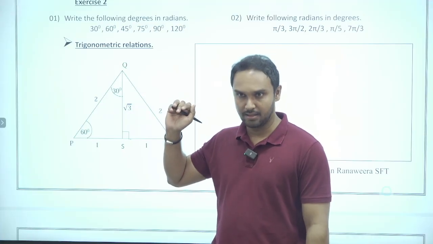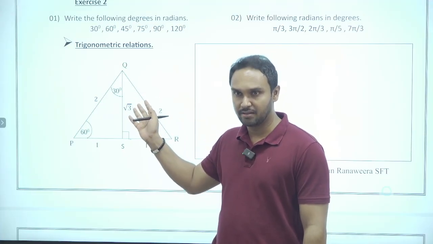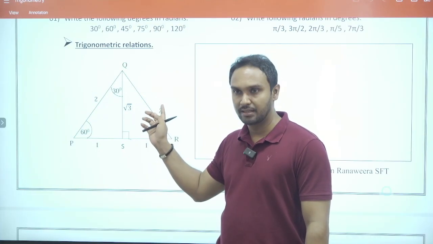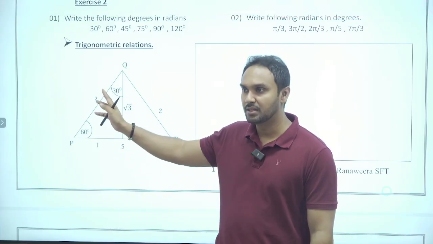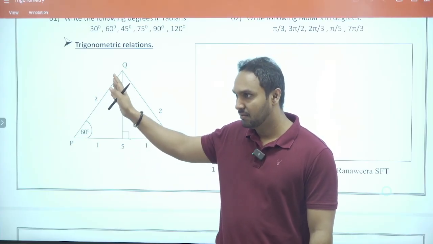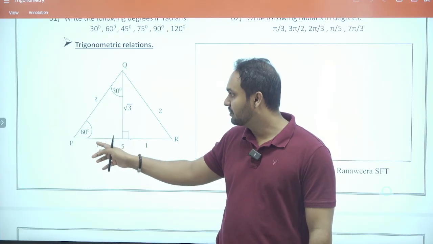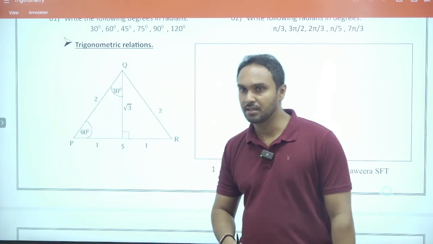This is an equilateral triangle with side length 2, and using this triangle we found the trigonometric values for 60 and 30 degrees, right?